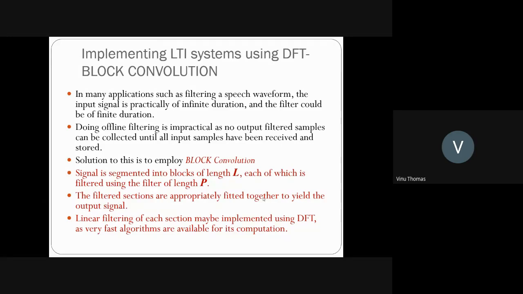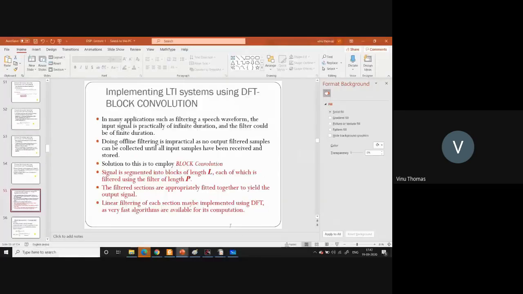Okay. So when you filter a signal, you will be using a filter h[n] to filter a signal x[n]. So let us now go to the whiteboard.